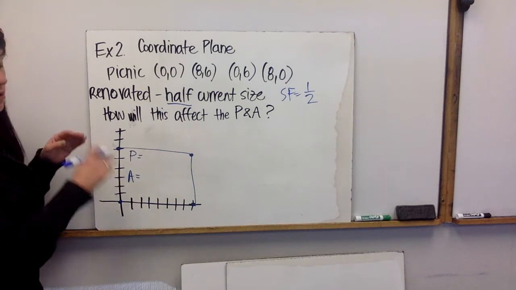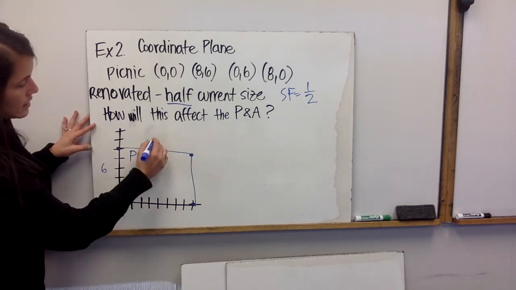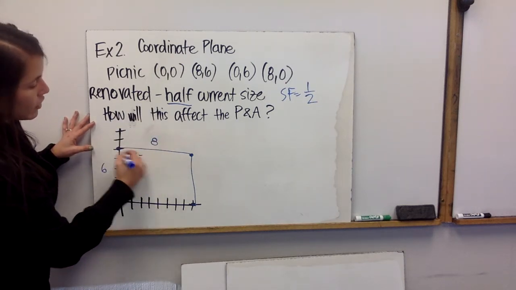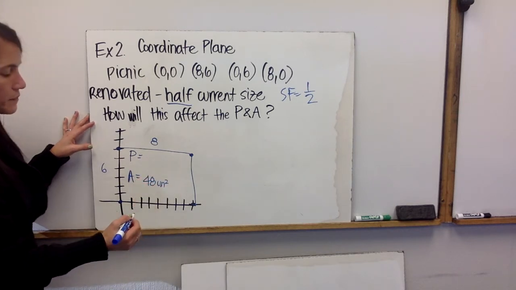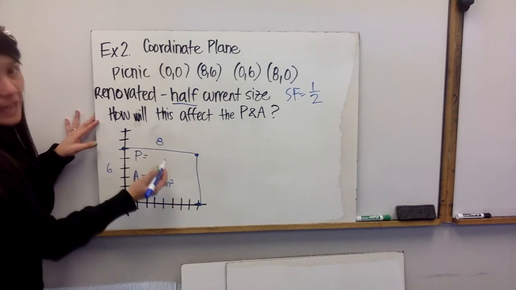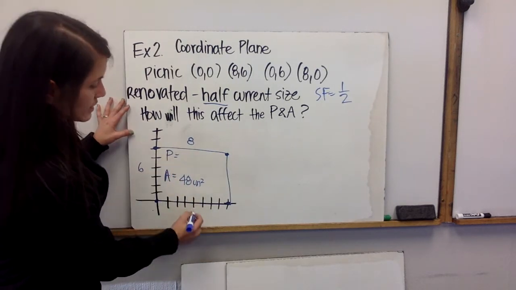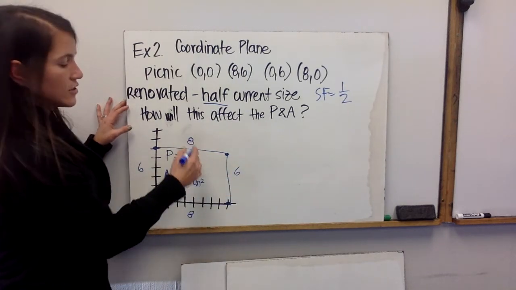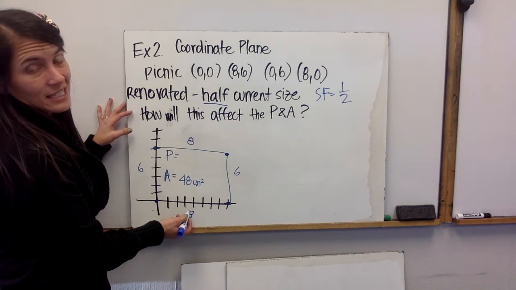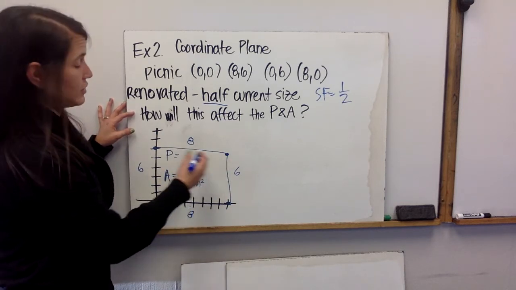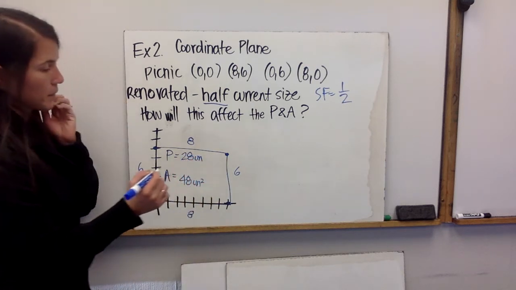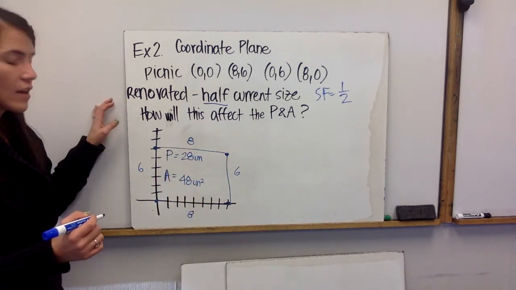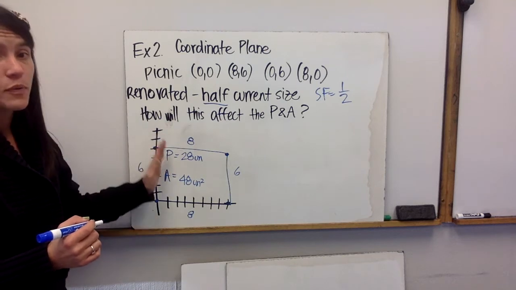And for the perimeter, we would add the sides. So this side is 6 and this is 8. So the area would be 48 units squared. And then the perimeter would be 8 plus 6, because this is 8 and this is 6. So 8 plus 8 is 16, and 16 plus 12 is 28 units. That is the current perimeter and area.